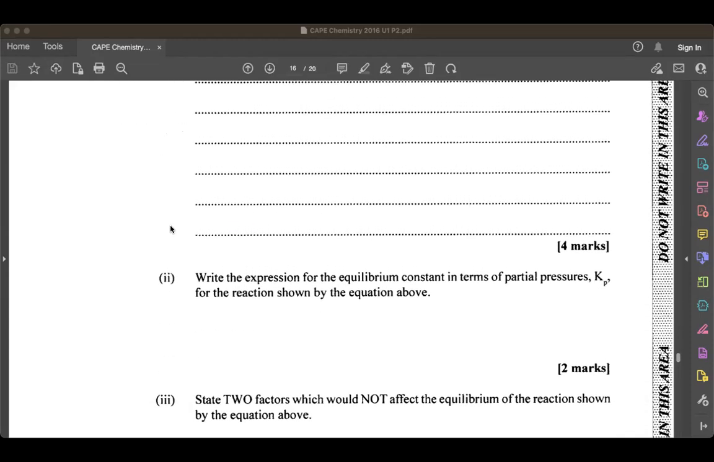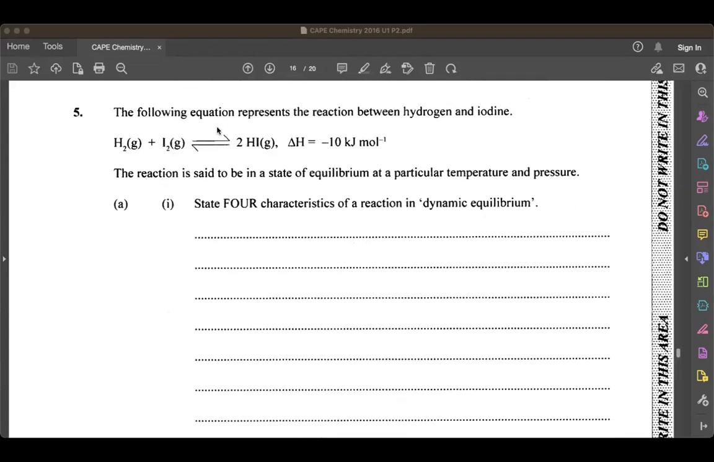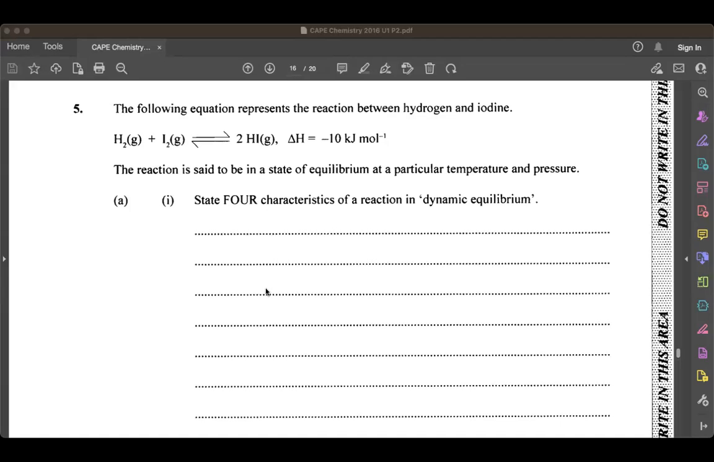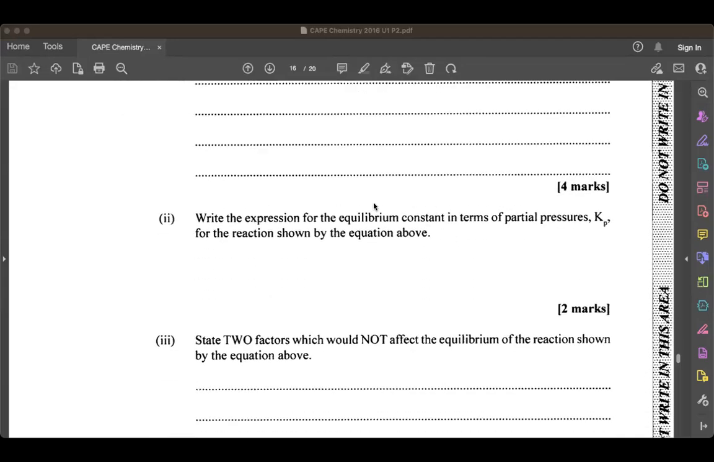And down here, they're asking us to write the expression for the equilibrium constant in terms of partial pressures, Kp, for the reaction shown by the equation above. So again, this is our reaction here. We have hydrogen gas combining with iodine gas to give us 2 moles of HI gas. So it's a completely gas phase reaction, so we can use partial pressures to write our equilibrium constant. So that's what we're going to do for 2 marks here.